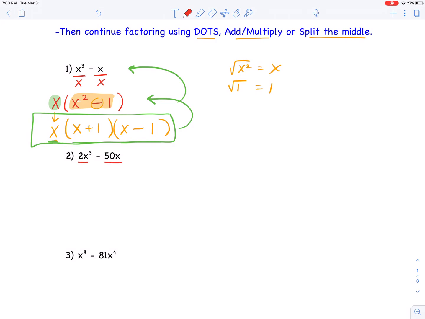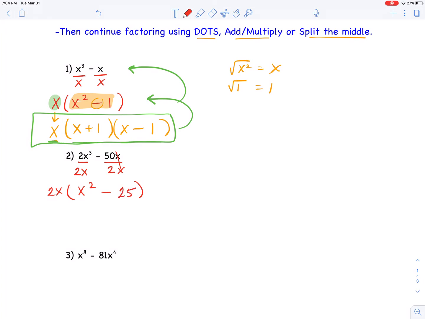2 and 50 could both be divided by 2. They both have an x in it. The smaller power of x is just x by itself. So that's the GCF that I'm going to write first in front of the parentheses. A lot of you have been forgetting to write that GCF in the front. Then I'm going to divide and get x squared minus, you have to remember, x divided by x is going to cancel out. The 50 divided by 2 is 25.